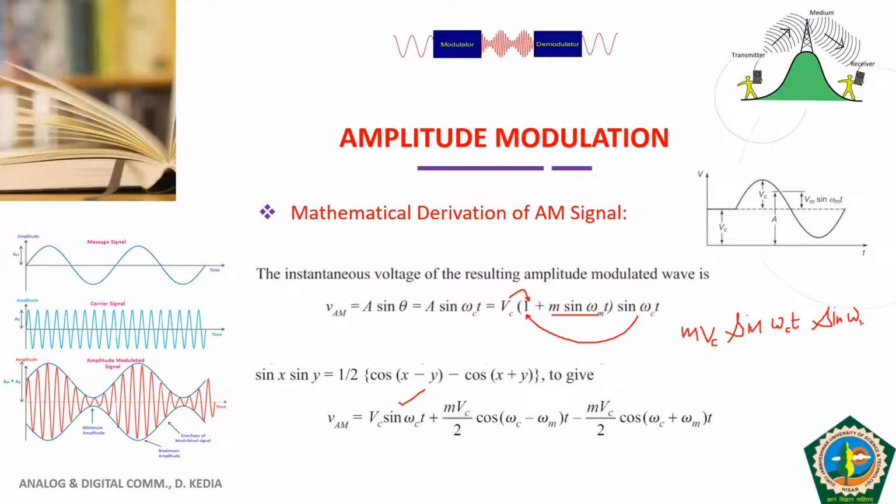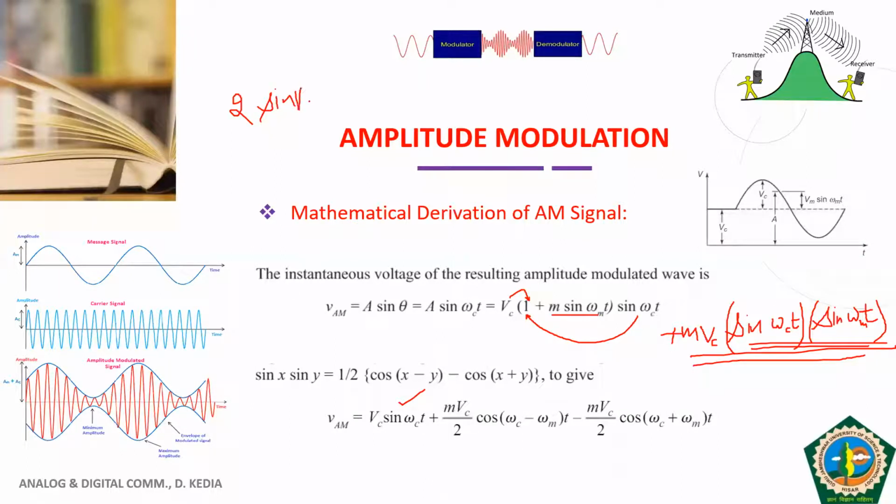All of you are very good in mathematics. You know how to simplify this trigonometric relationship. One term is Vc sine omega ct, plus another term, m Vc sine omega ct sine omega mt. So we have sine A sine B kind of terms here. I hope you remember this: 2 sine A sine B.